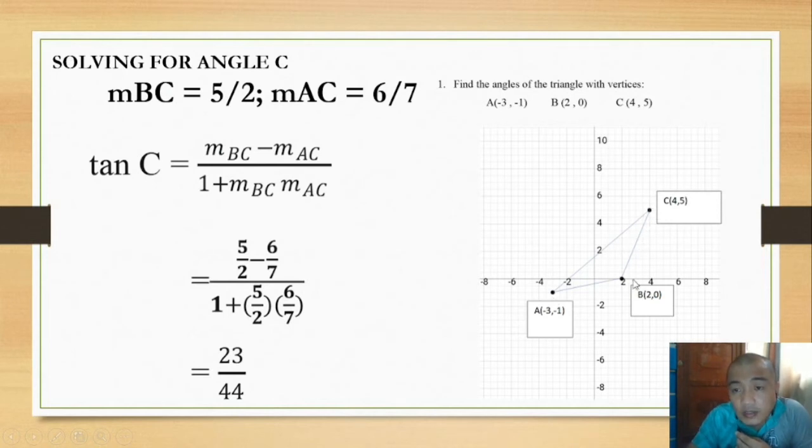So that line 1 is AC and line 2 is BC. So that in our formula for tangent, slope of BC minus slope of AC all over 1 plus slope of BC times slope of AC. Then substitute the values of the slope of BC and AC. Then we have here 5 halves minus 6 over 7, 23 over 14. Ito naman, 1 plus 30 over 14, 44 over 14. Cancel 14, we have 23 over 44.